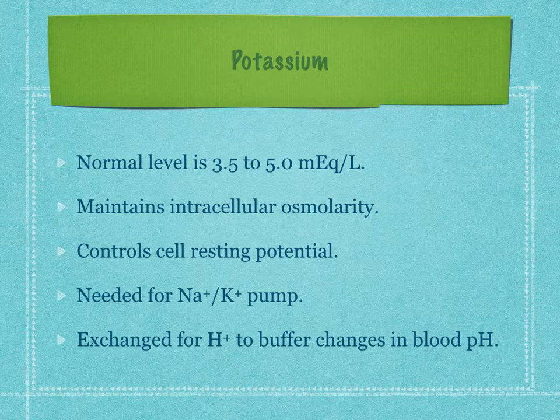So let's talk about potassium. As we know, most of the potassium sits inside of the cells. So the extracellular serum levels are 3.5 to 5 milliequivalents per liter. This maintains the intracellular osmolarity. It controls the cell's resting potential, and it's needed for the sodium-potassium pump. It's also exchanged for hydrogen to buffer blood pH.